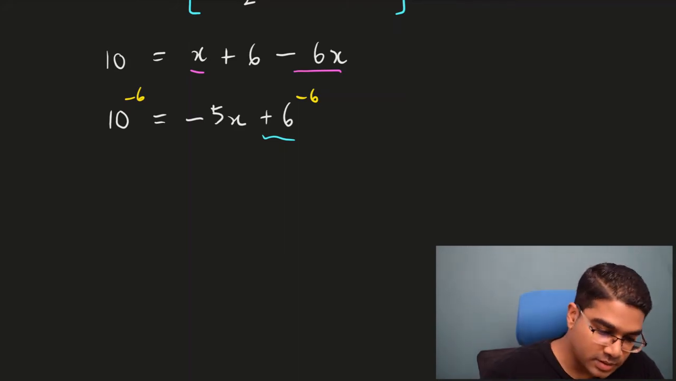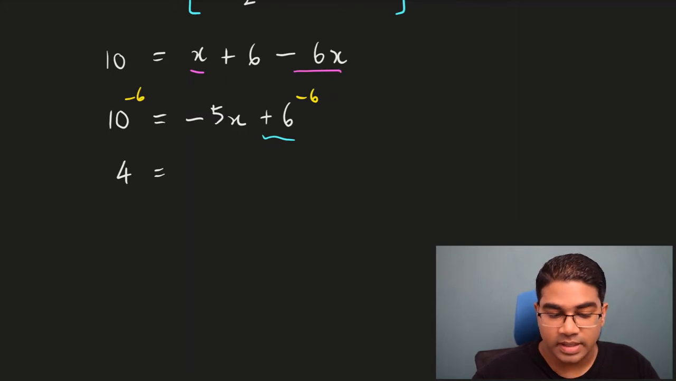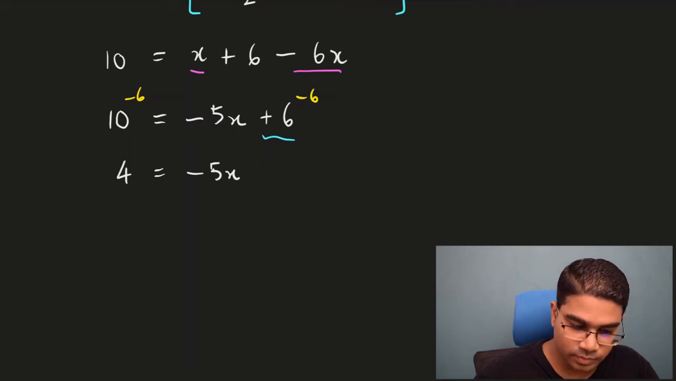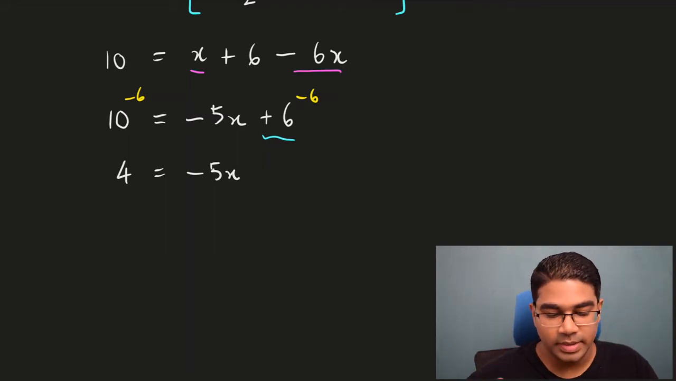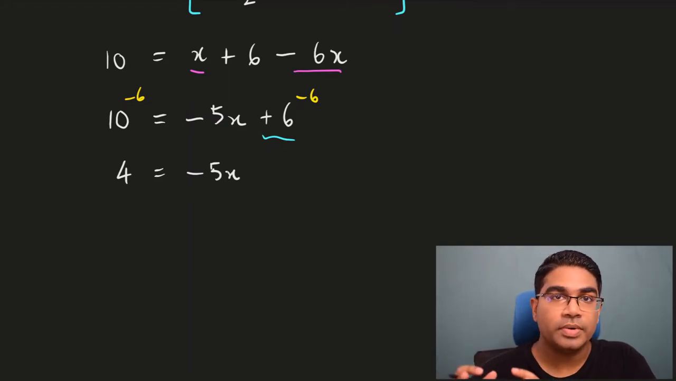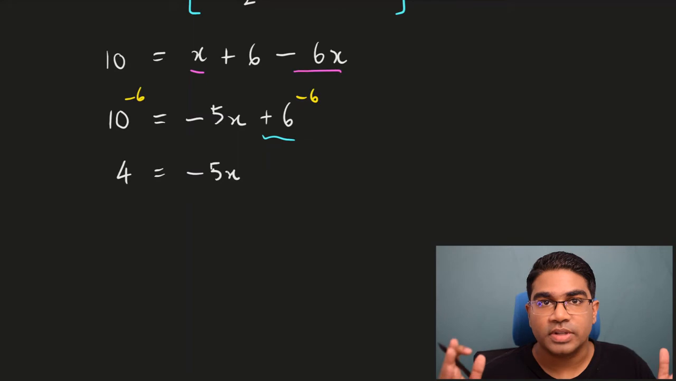So what does this leave us with? 10 minus 6 is 4 equals to negative 5x plus 6 minus 6. So here we have negative 5x, plus 6 minus 6 is 0. So this is gone. We have eliminated 6 from the right hand side of the equation by performing the operation minus 6 on both sides.